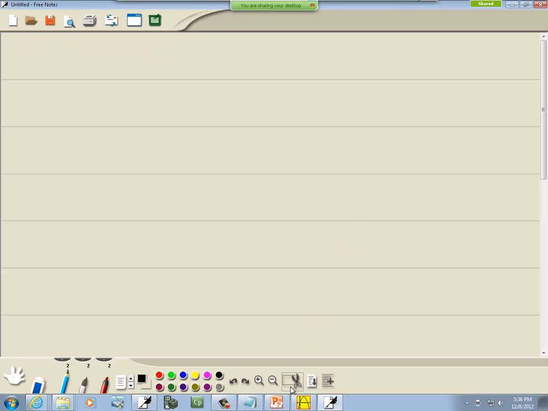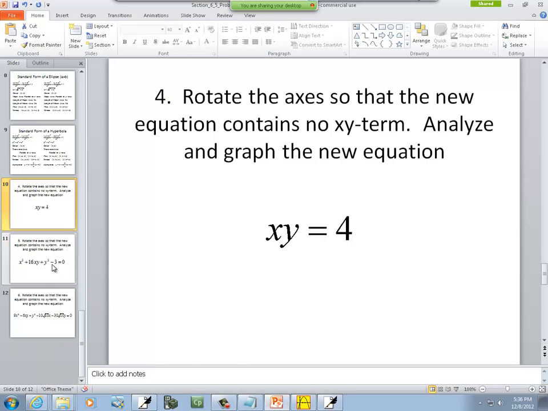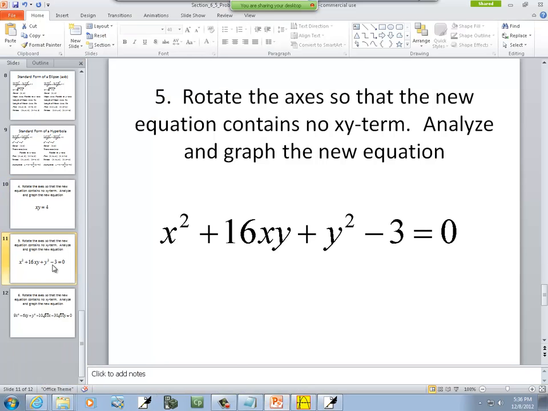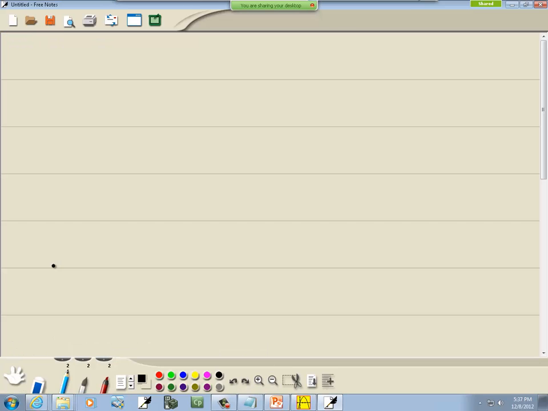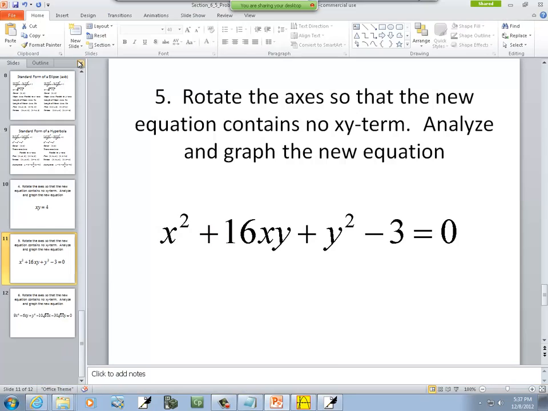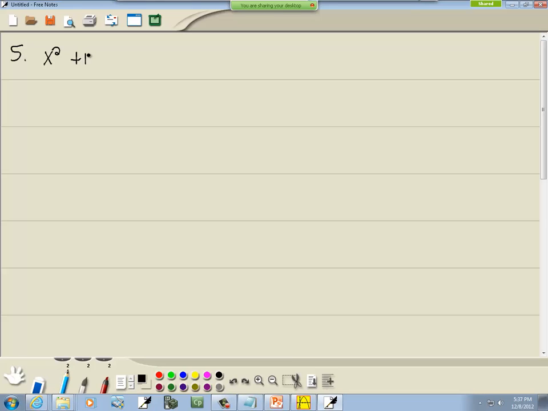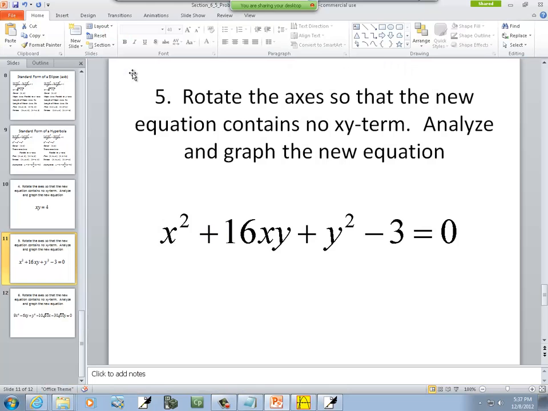Okay. Let's look at our next one. Number 5. And again, it says rotate the axis so that the new equation contains no xy term. Do the same thing we did before. Okay, so these first two I'm making pretty simple. I mean, you may look at that last one and think, well, that wasn't simple. The last one will be the hardest one.